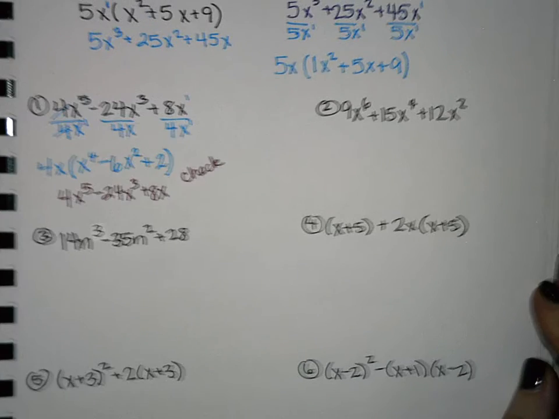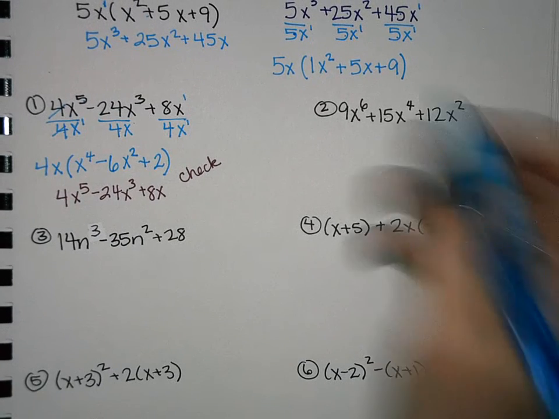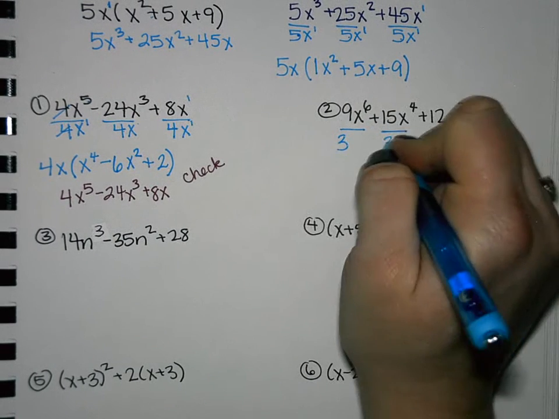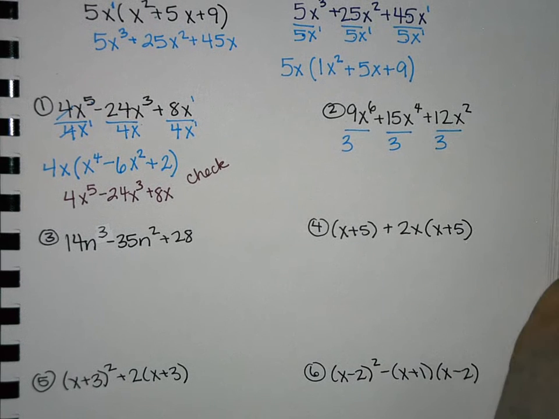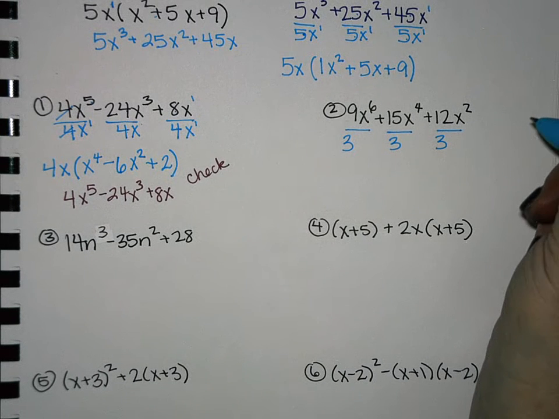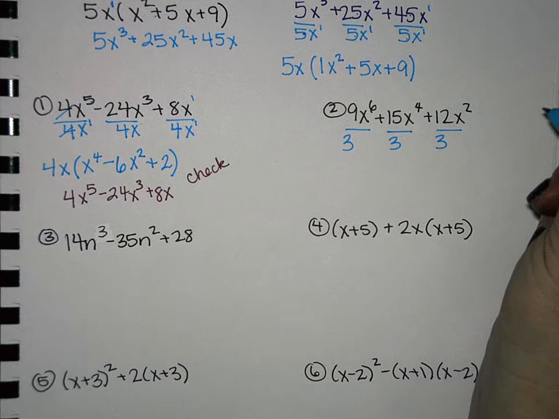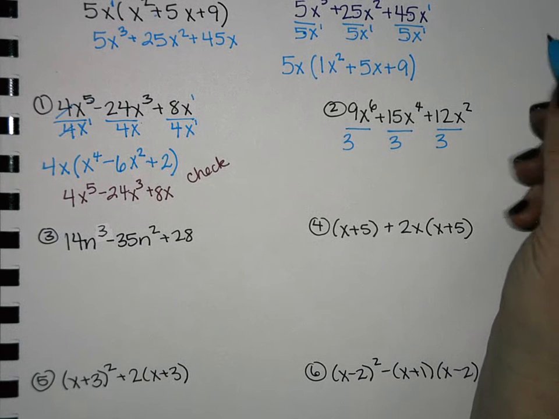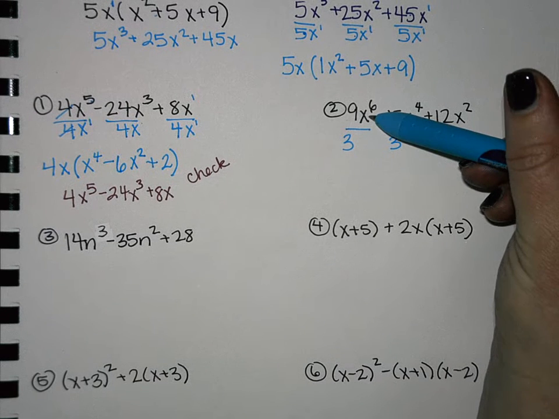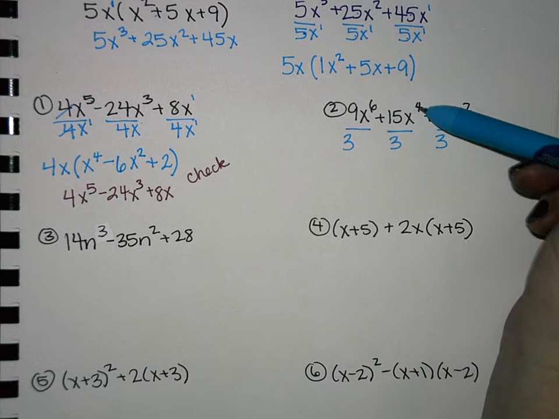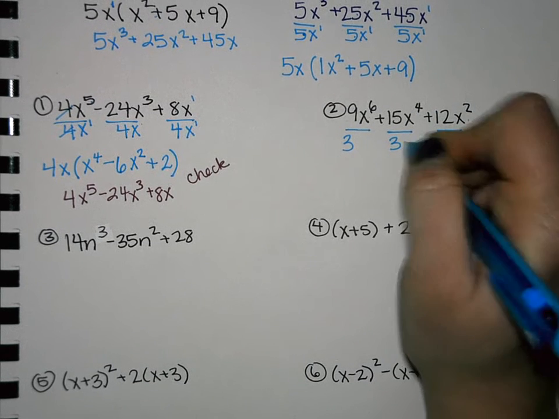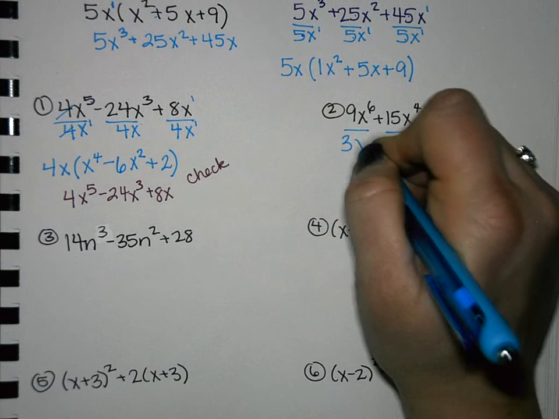Okay, what about 2? Start with the number. 3. Okay, what about letters? Just one x, or is there more than one that goes into all of them? They all have 2. They all have at least 2 x's. This one has 6, so it definitely has 2. This one has 4, so it definitely has 2, and this one has 2. So we're actually going to divide by 3x squared.